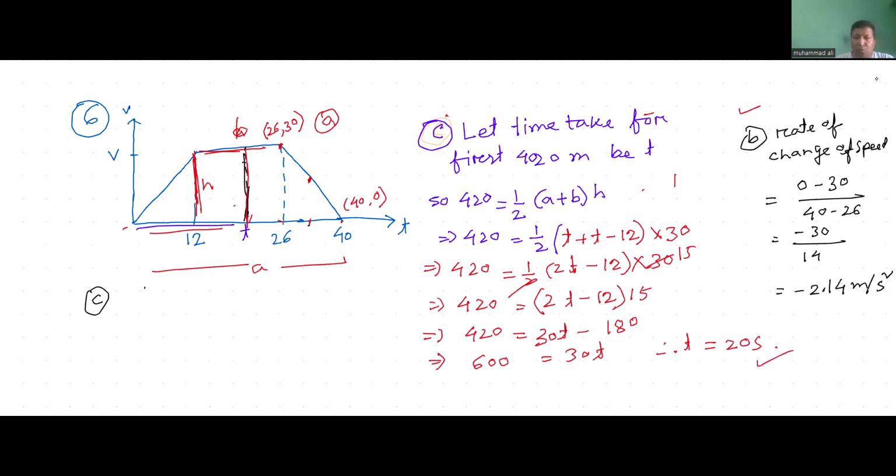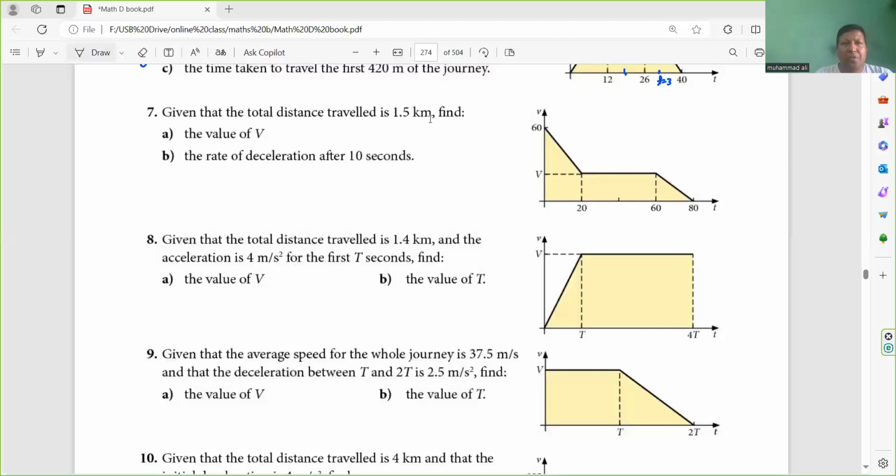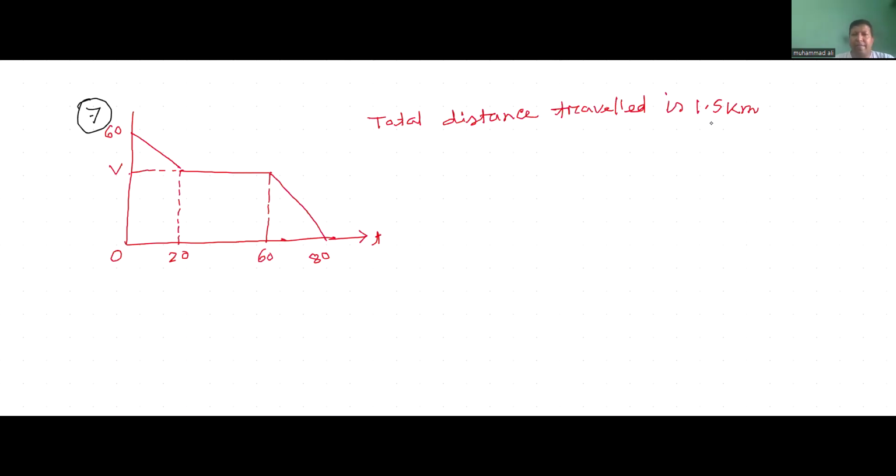Now the last one. Given that the total distance traveled is 1.5 kilometer, the whole distance traveled is 1.5 kilometer, find the value of v. Part B, the rate of deceleration after 10 seconds. Obviously, t equals 10 here. So, the rate of deceleration after 10 seconds. Now, see how we can solve this maths. Number 7, they gave us the total distance traveled is 1.5 kilometer. We have to find the value of v.